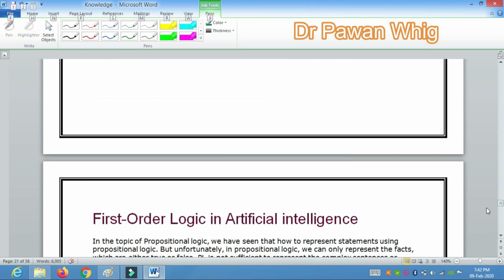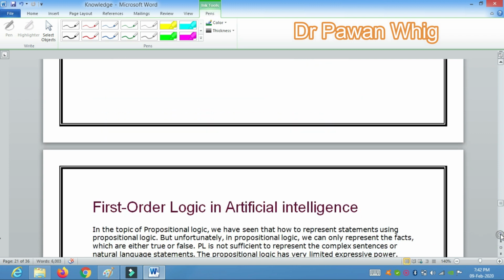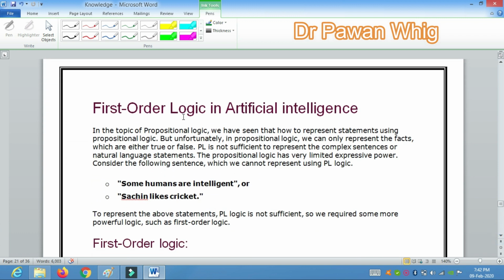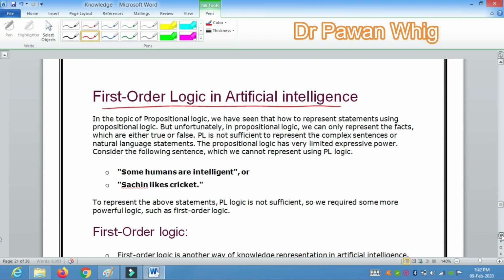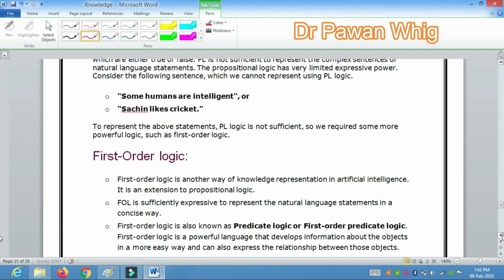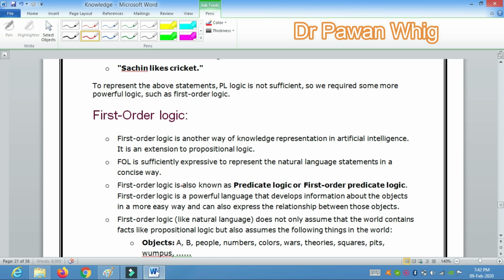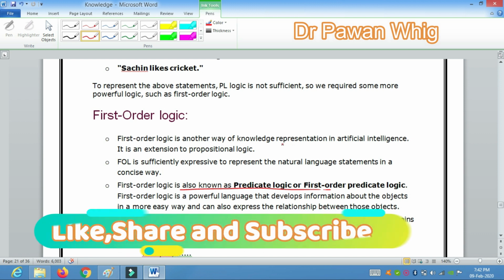So with these limitations, we have to cover them. For this we made another logic, which is what we call first order logic in artificial intelligence. First order logic has another name, that is predicate logic. See, here it is mentioned: first order logic is also known as predicate logic. So why is it called predicate logic and how is it helpful? First of all, the very big problem that we face in propositional logic is that we can't express the relation. Here we can express the relation.